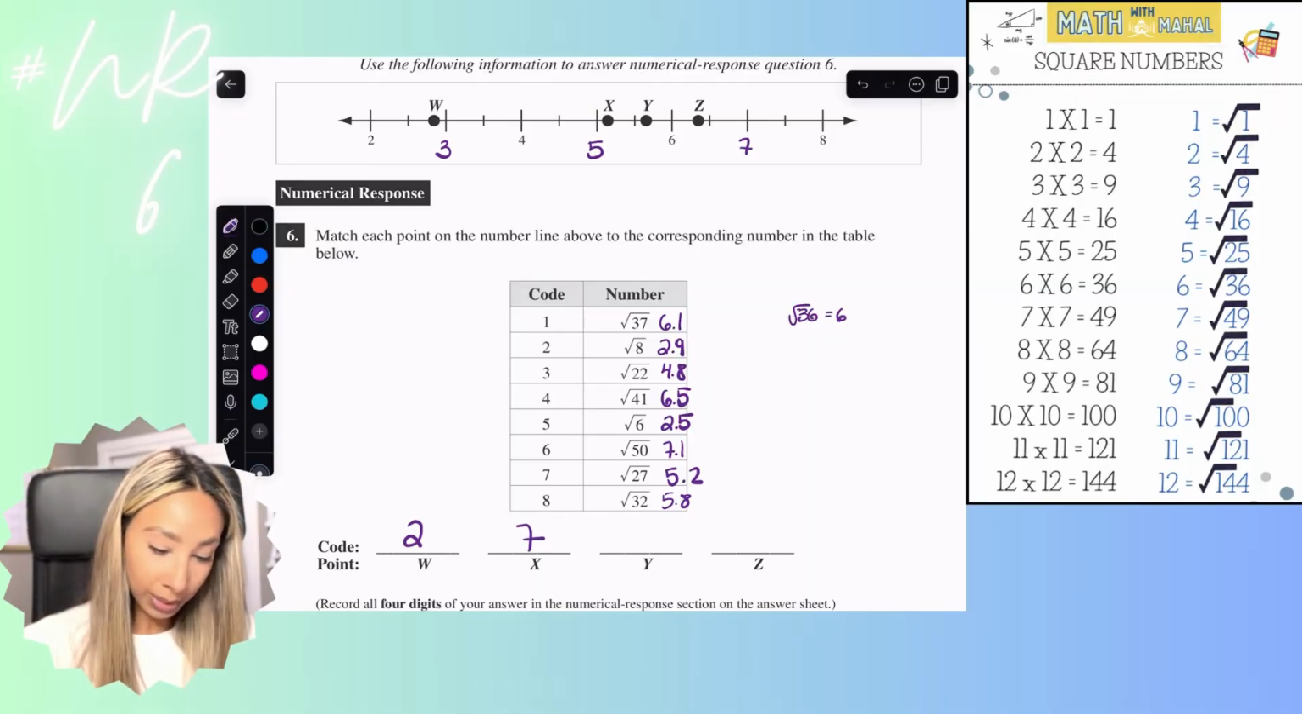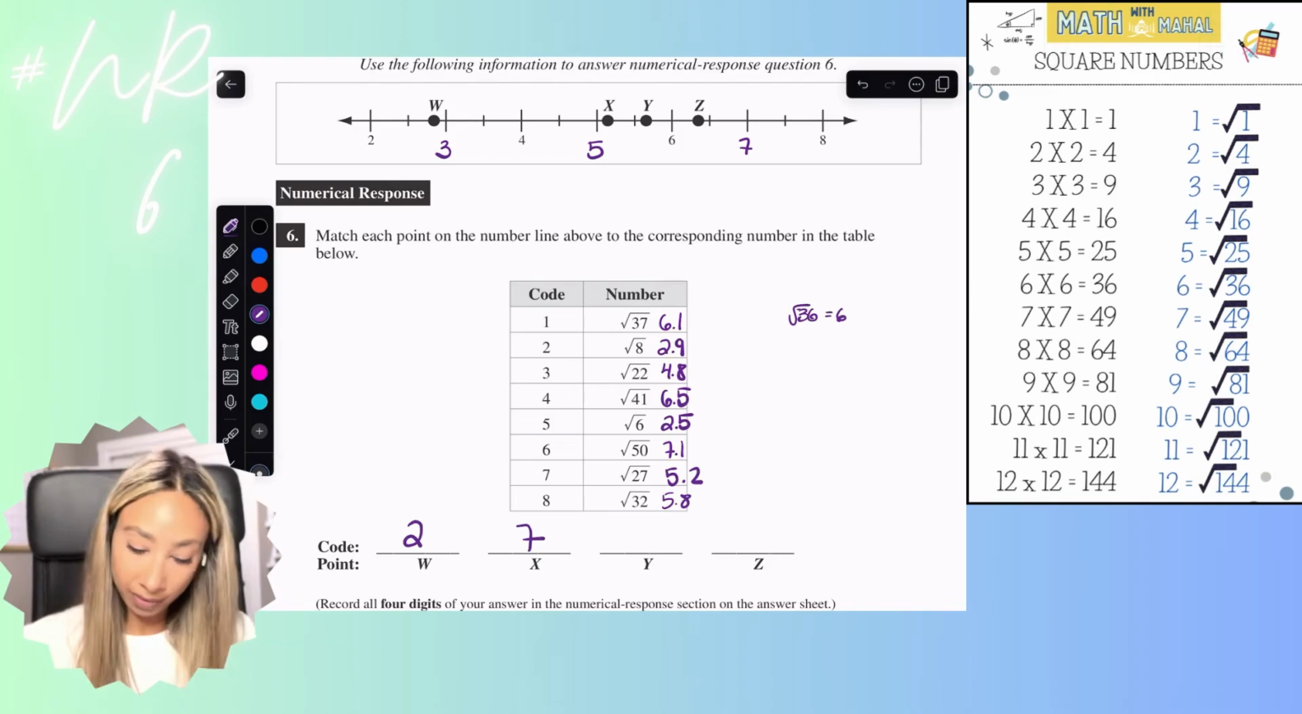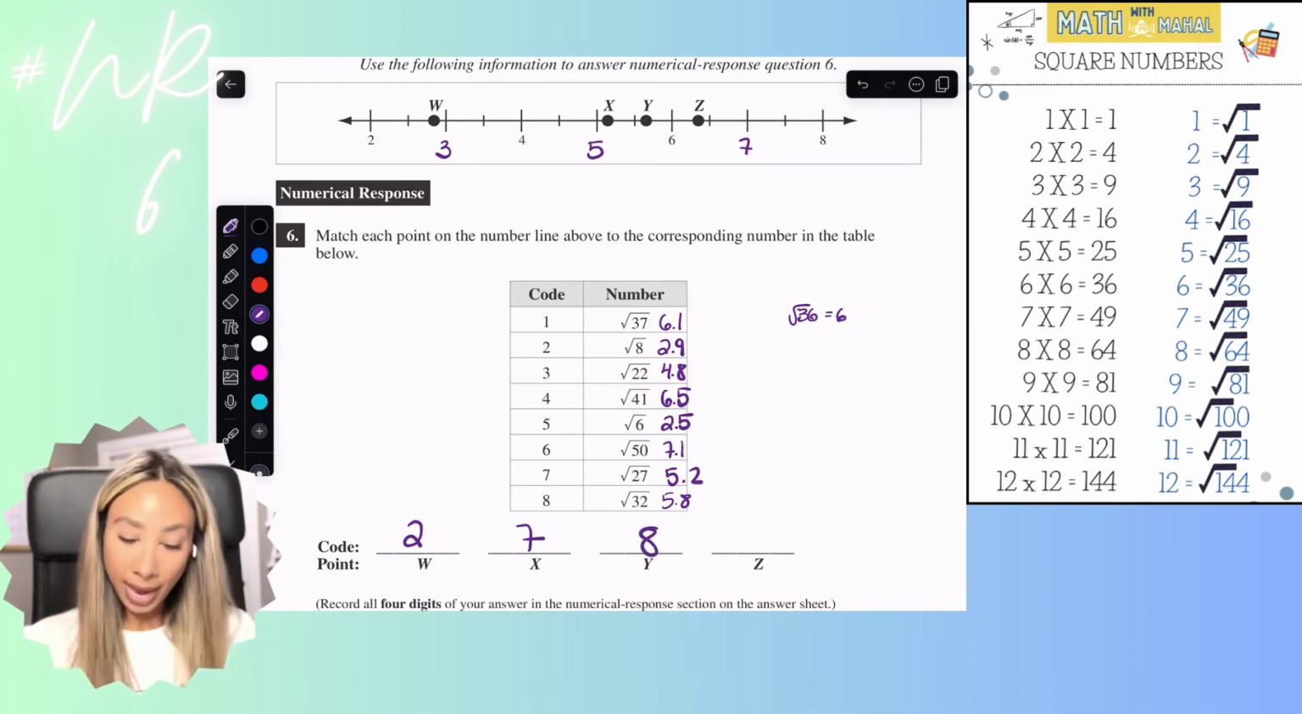And then for our next one, we're looking at something that's a little bit higher than 5.5. That one to me is going to be number 8, the square root of 32. And then our last one is a little bit bigger than 6, but less than 6.5.